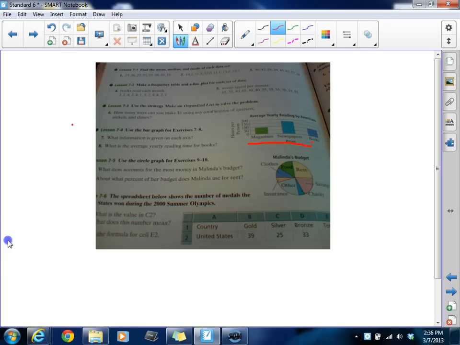A circle graph shows me percentages of people who did this. So in this case, Melinda's budget. Insurance took up that much of her budget. Clothing took up that much. Food took up that much. So circle graphs show a percentage.